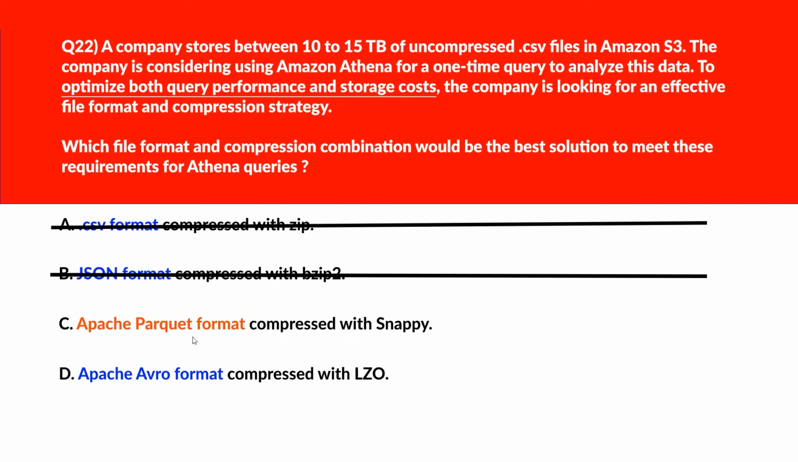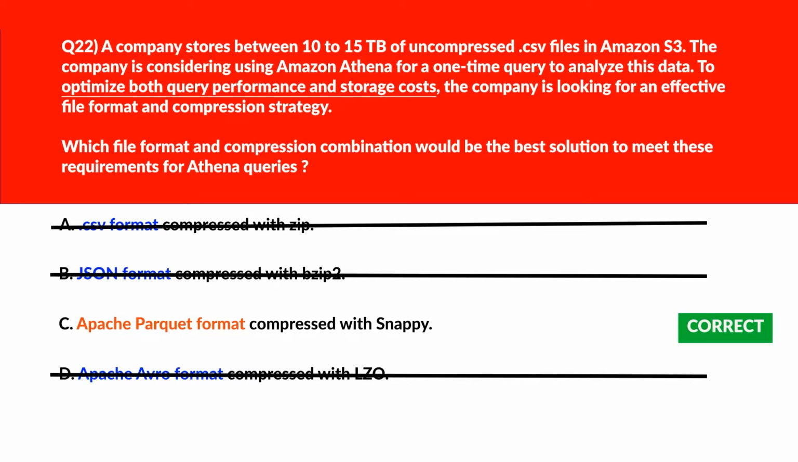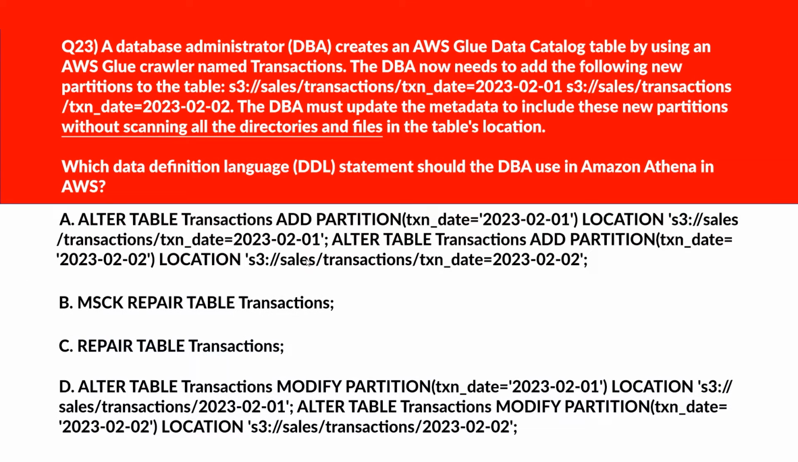Let's move to option C. C says Apache Parquet format compressed with Snappy. Parquet is a columnar storage format which significantly improves query performance for analytical workloads by enabling column pruning. Let's park this. We'll move to D. D says Apache Avro format compressed with LZO. Apache Avro, we know, is not as optimized for query performance in Athena as Parquet, what we saw in option C. Since option C is better than option D, let's reject option D straight away and log C as the right answer.